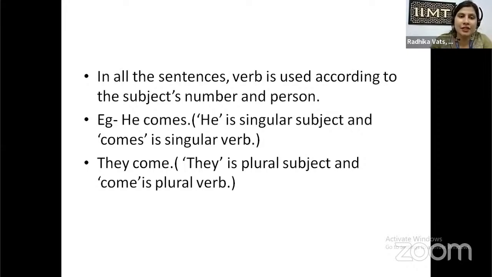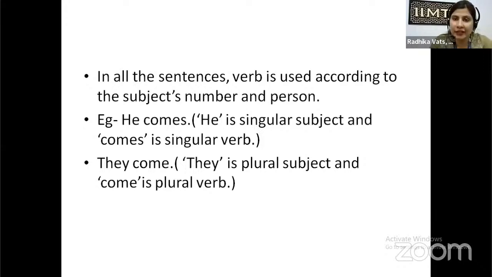So "he comes" is a sentence, and what can we see? That he is a singular subject. So when he is a singular subject, after that you will see a verb, comes. S is added in that. So I think till now we are a little bit confused about why S is there with the verb. We will come to that part later on.